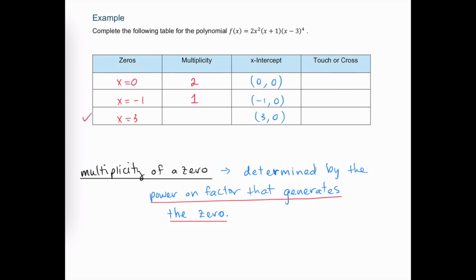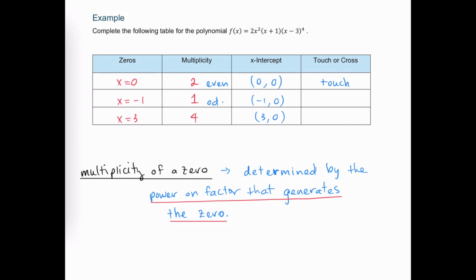And let's look at the last zero, x is equal to 3. The factor that generated that zero is right here. The power on that factor is 4, and therefore 4 is the multiplicity of the zero, x is equal to 3. Now the multiplicity of each zero is going to tell us what happens at the x-intercept on the graph. If the multiplicity of a zero is even, then the graph is going to touch the x-axis and turn around there. It does not cross the x-axis.